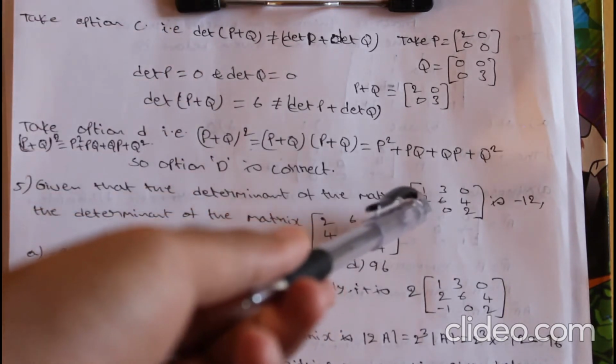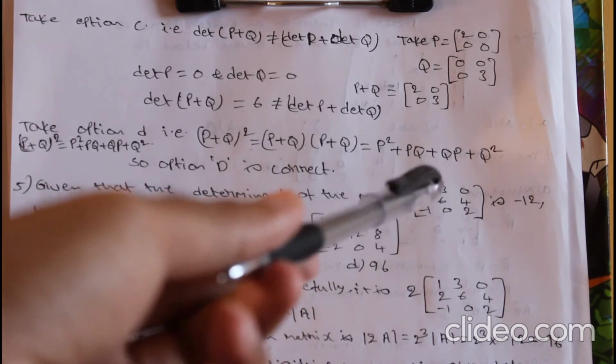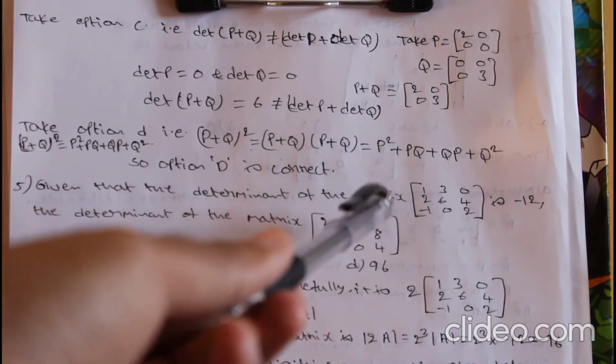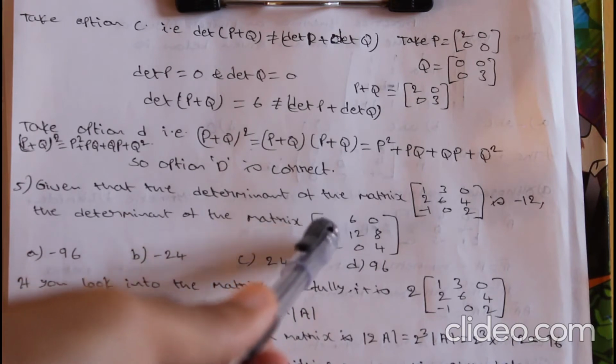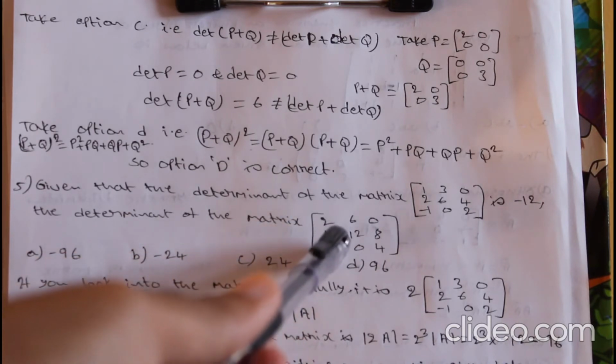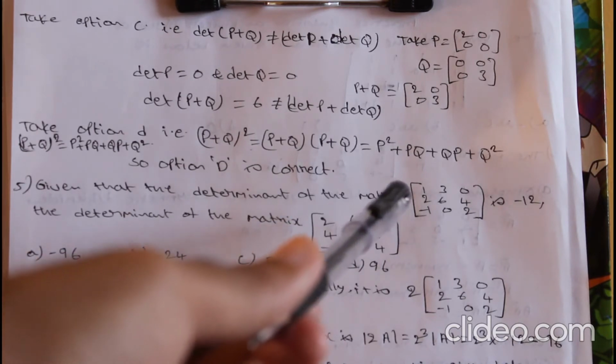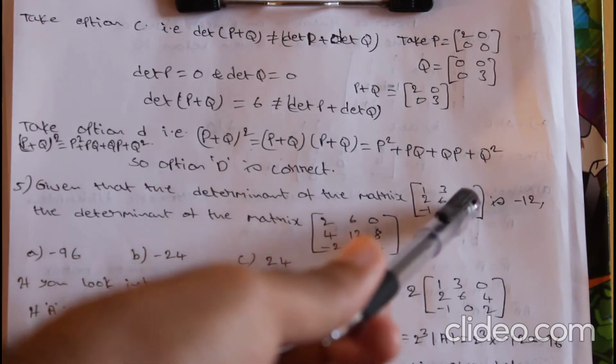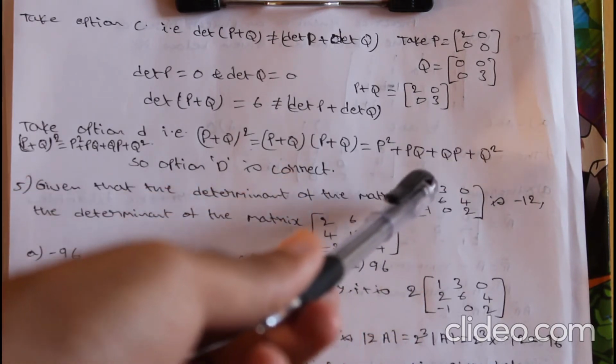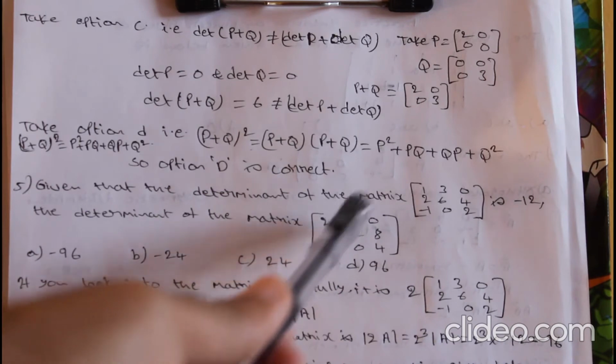So first try to see any relation between these two matrices. See, if you divide this matrix by 2, you will get the given matrix. So 2 divided by 2 is equal to 1.